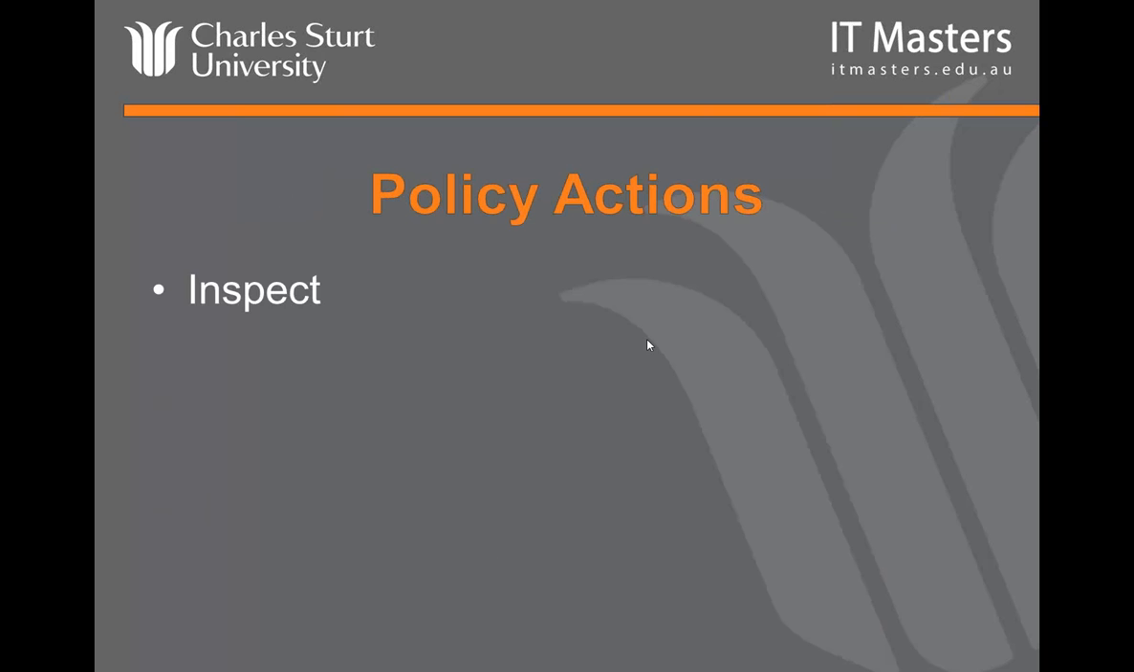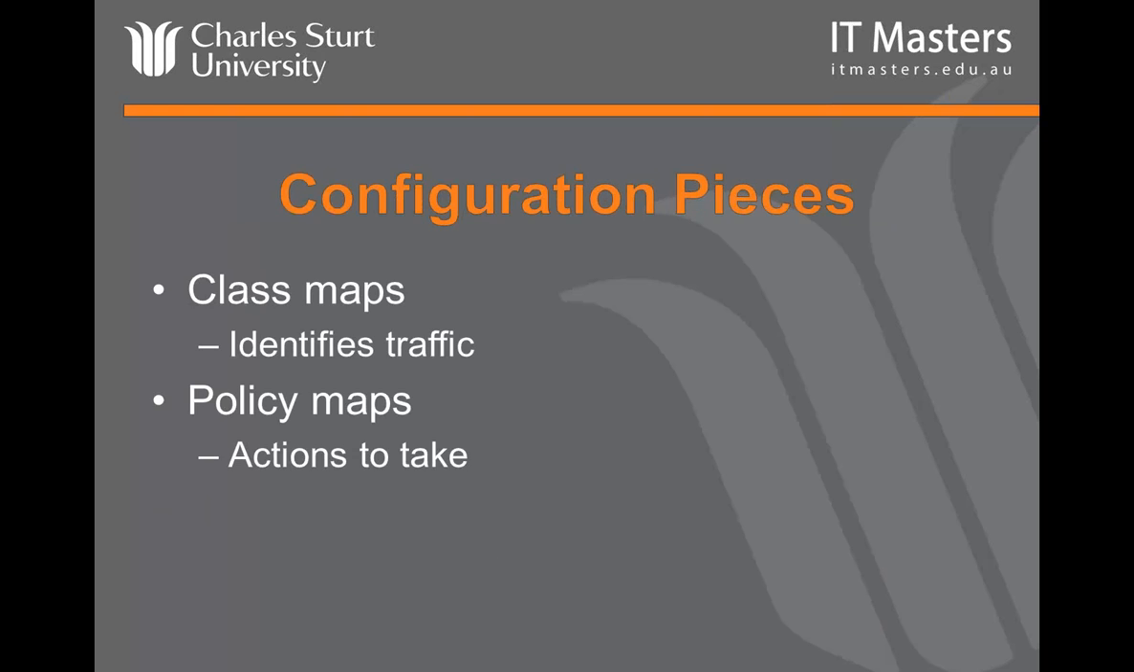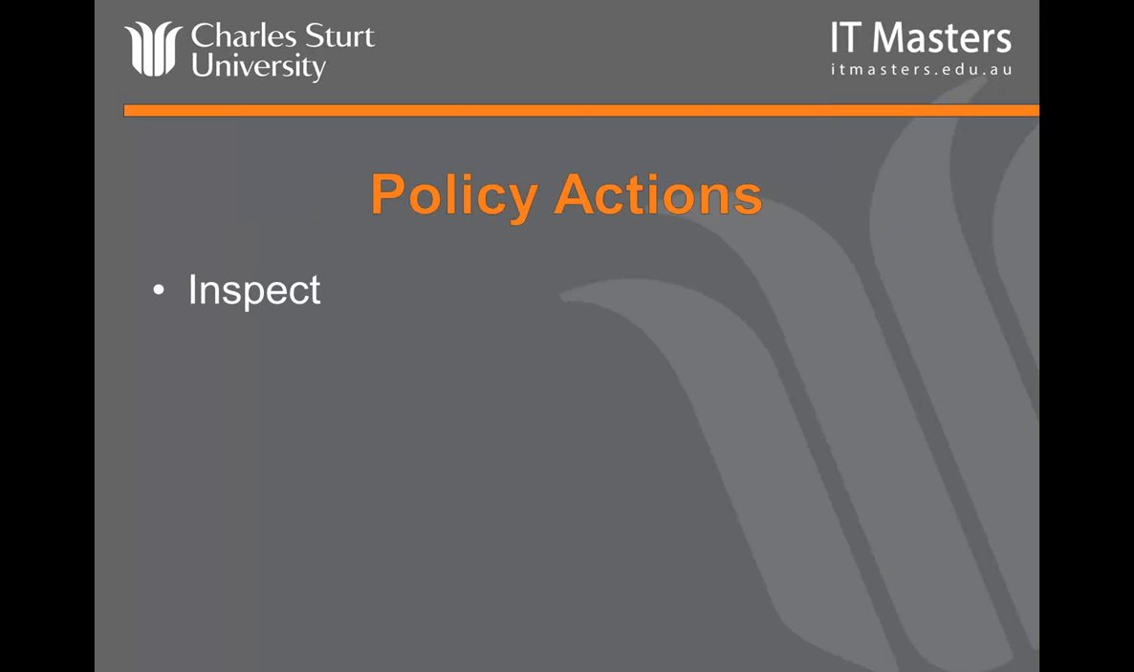As part of our policy actions, in other words our policy maps, we can do the following. We can inspect the traffic. We can pass the traffic through. We can drop the traffic altogether. Sorry, guys, I'm going a bit too fast there. So again, it depends on what you actually want to do with it. And lastly, you can log the traffic.